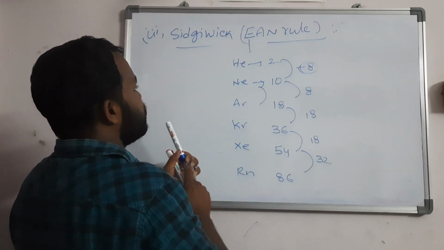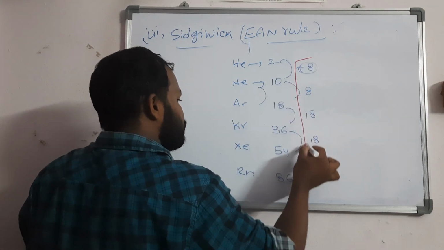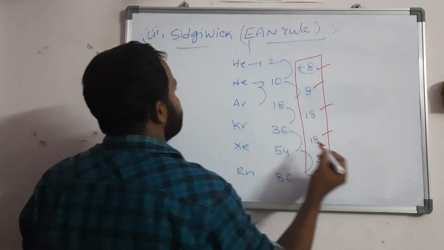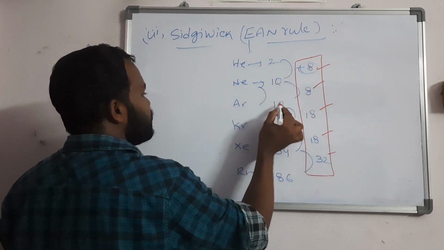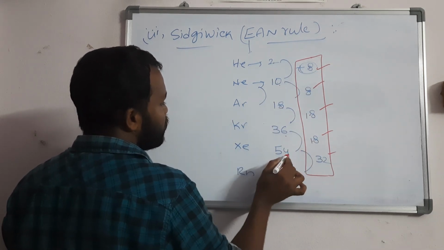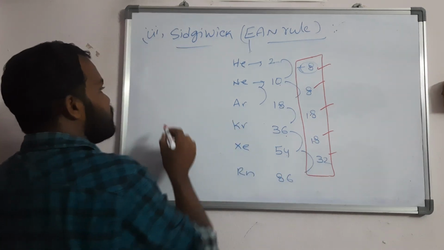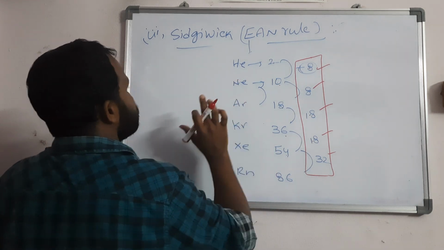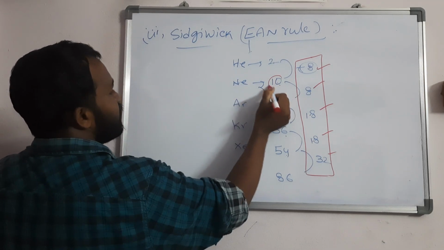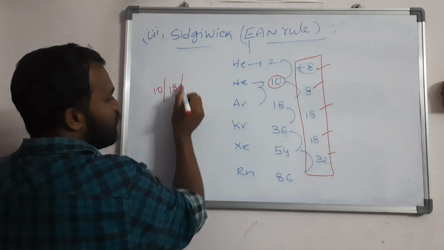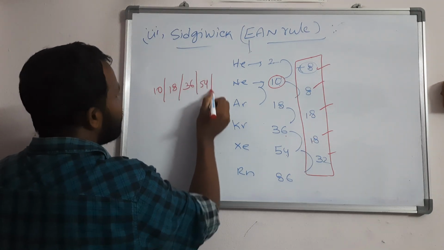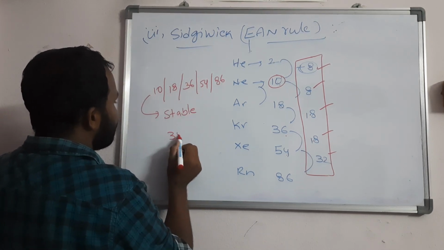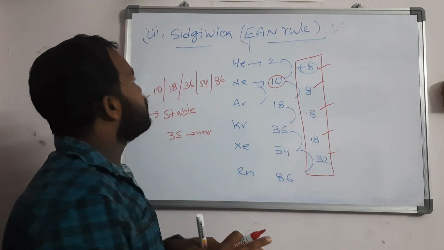This is called periodicity in the group: 8, 8, 18, 18, 32. So 2 plus 8 is 10, 10 plus 8 is 18, plus 18 is 36, plus 18 is 54, plus 32 is 86. According to the EAN rule, the EAN should be near an inert gas number: 10, 18, 36, 54 or 86. Those are stable. If I get a value like 35, that is unstable. So this mainly discusses the stability concept.